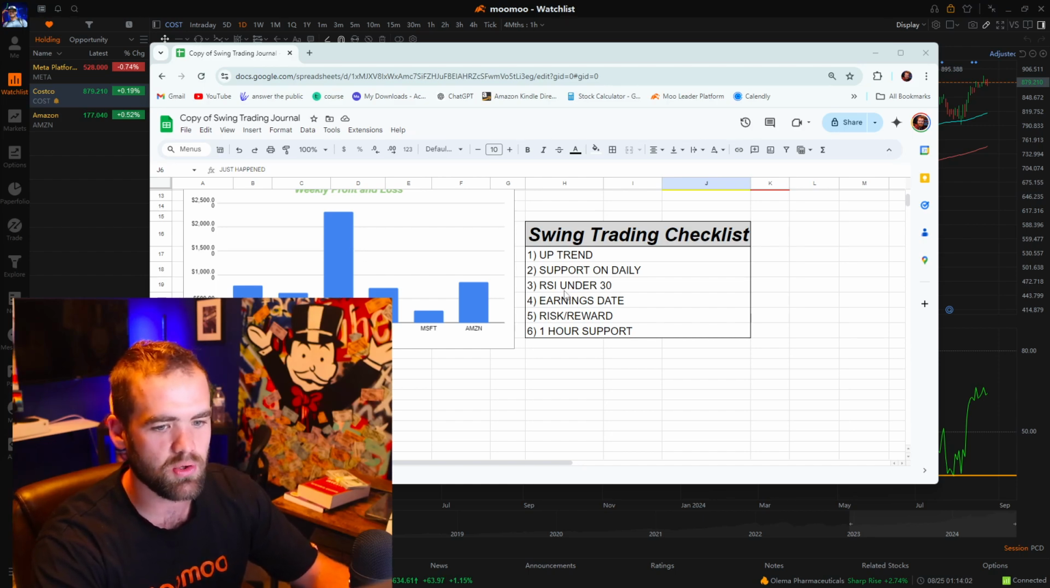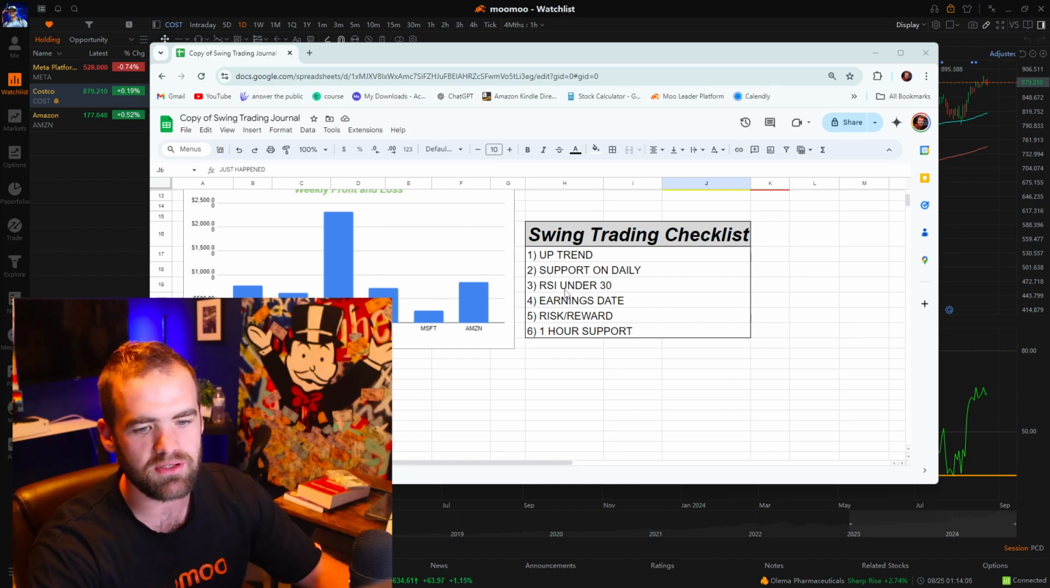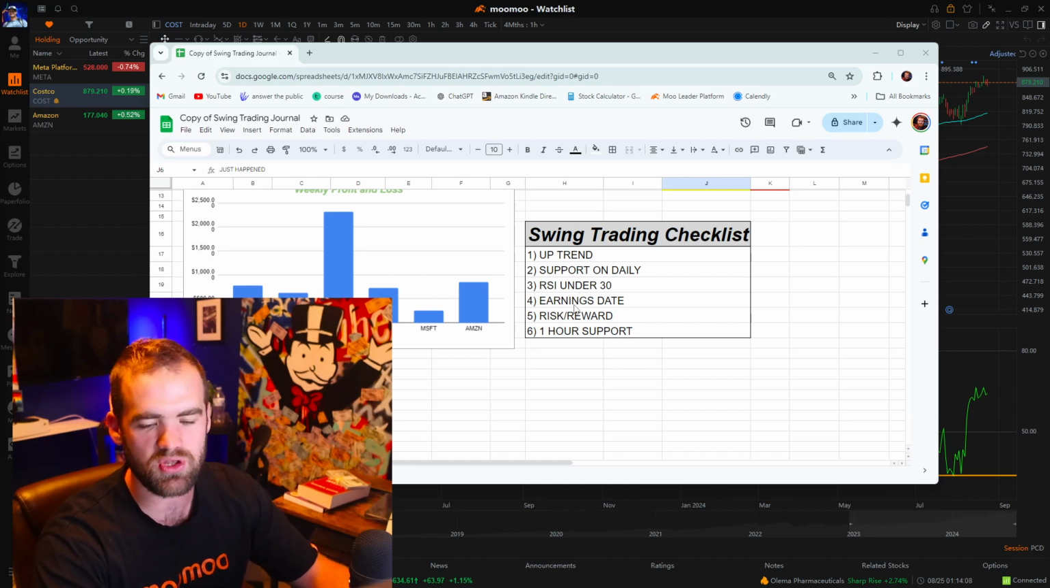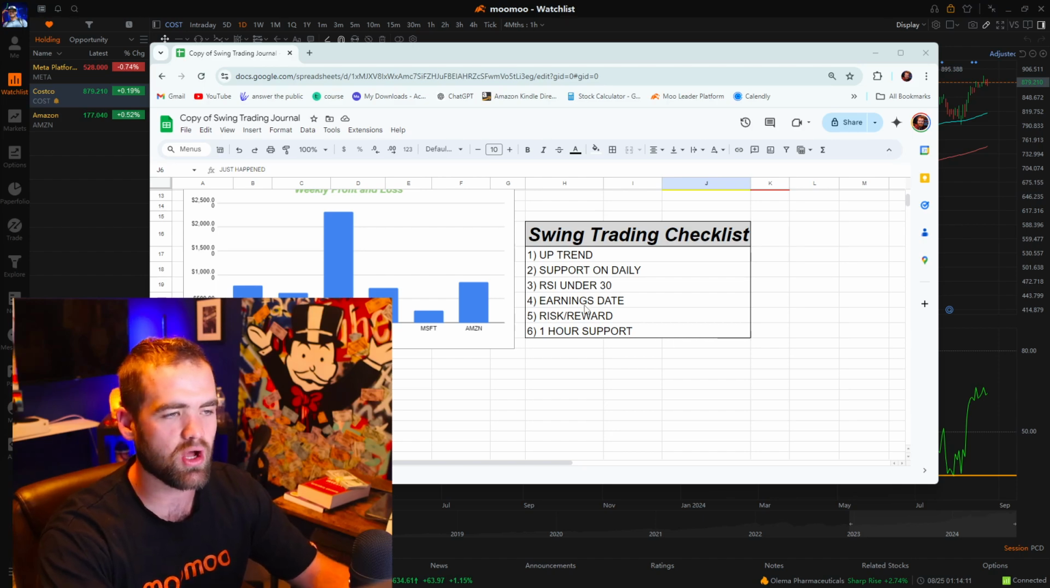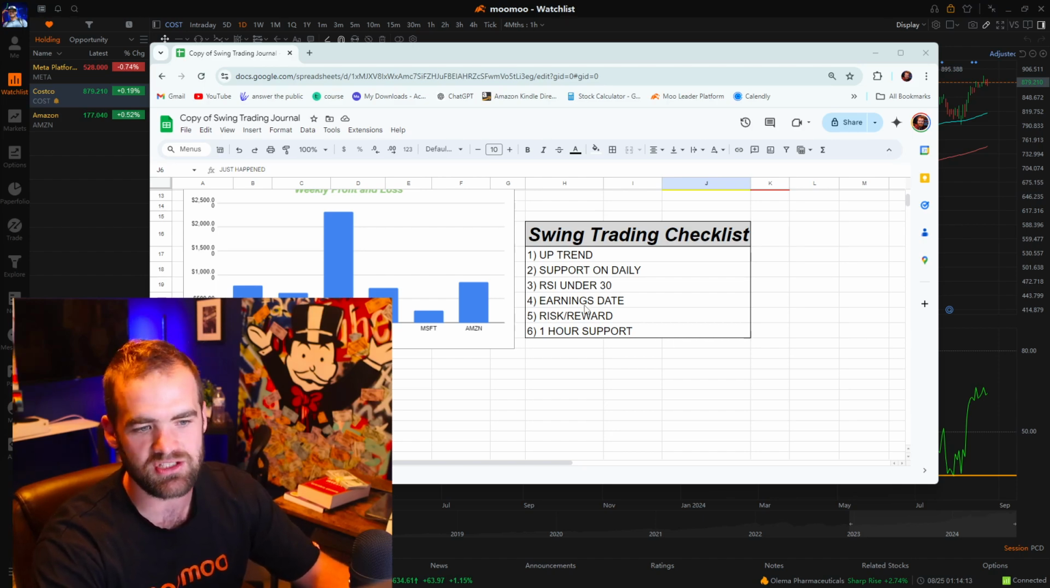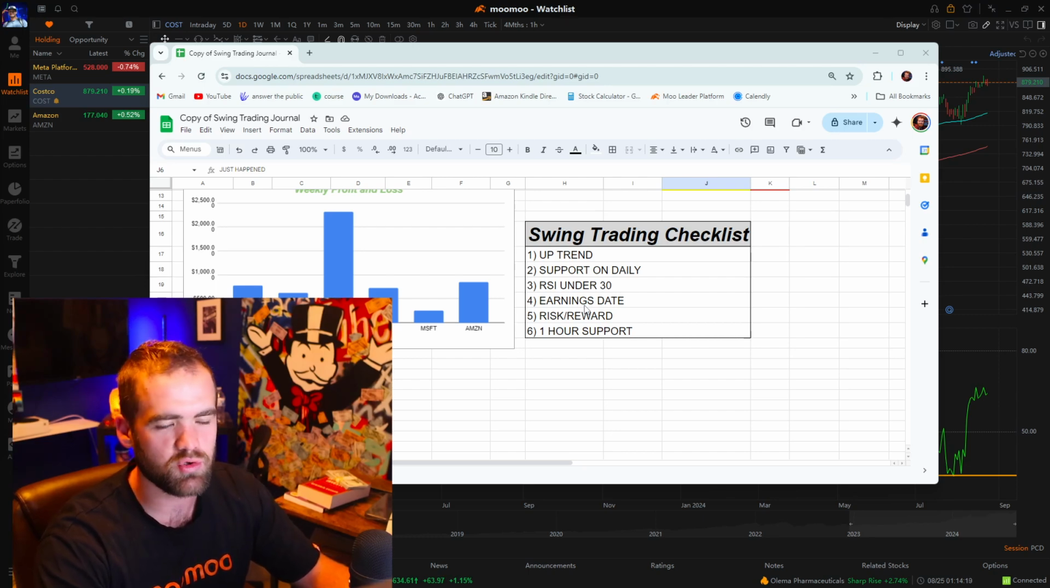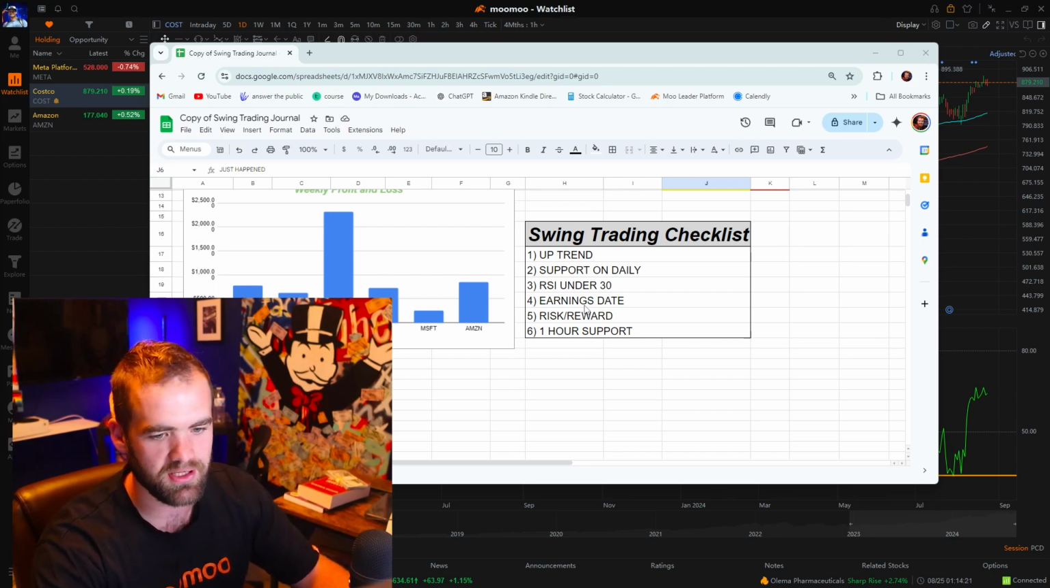The next thing is looking at the RSI, one of those indicators I love, the relative strength index. Number 4 is the earnings date. I want to make sure I understand where the earnings date is, so I'm not going to be holding through an earnings report. It's incredibly risky, and I'll show you an example here in a second.